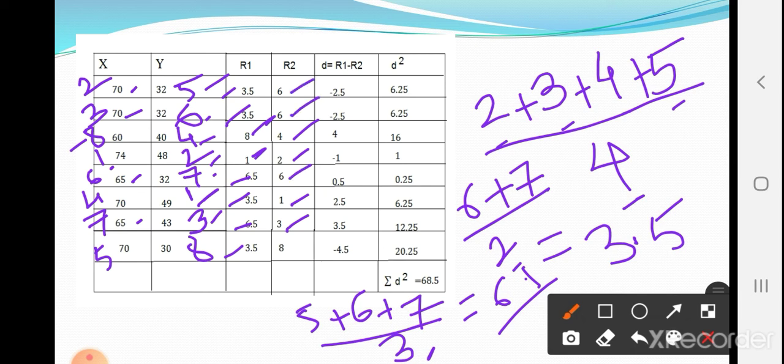And the last value is 30. There is no repetition of value 30. So the preference of the value 30 is 8. So write down 8 as it is. Now calculate the D. How to calculate D? R1 minus R2.